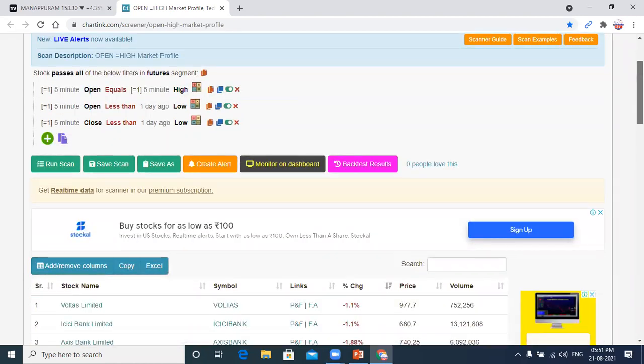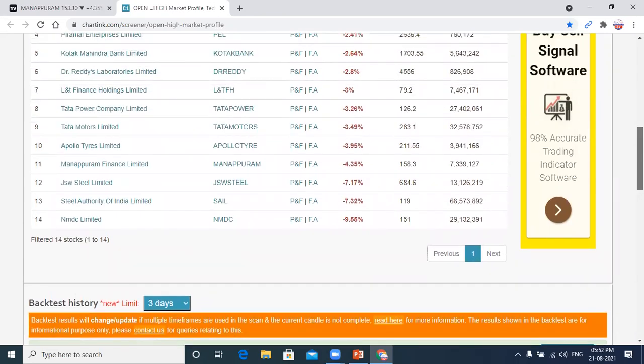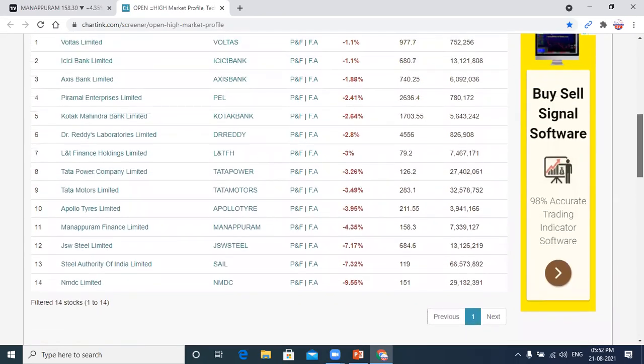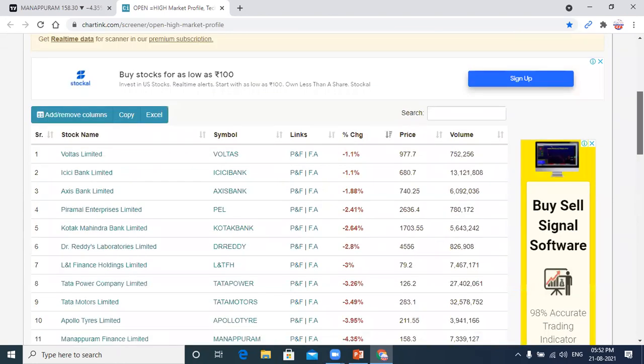Okay, so yesterday we got a gap down opening. You can see we have too many stocks coming, and from these stocks I will pick Manappuram Finance as an example. Now this is a very rare scenario. You are getting 14 stocks. Normally you will not get a list of 14 stocks; there will be hardly 1 or 2 stocks as per this setup.